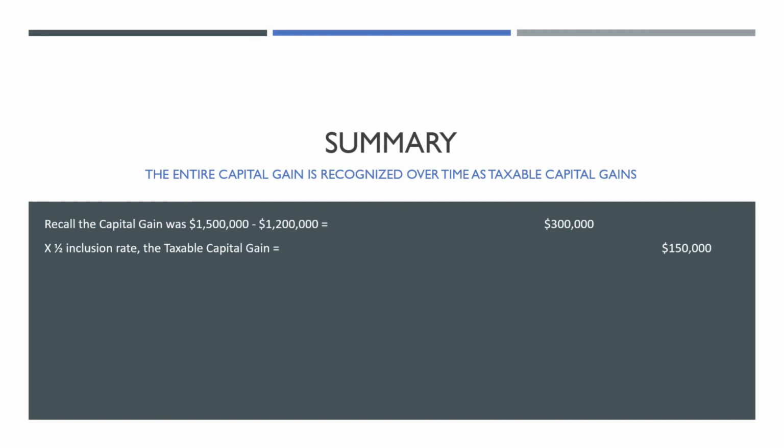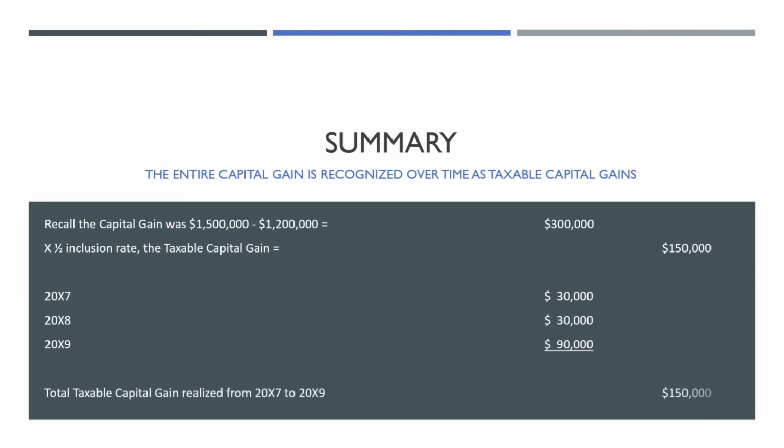Recall from the work we just did that in 20x7, we recognized a taxable capital gain of 30,000. In 20x8, we recognized a taxable capital gain of 30,000. And in 20x9, we recognized 90,000. For a total taxable capital gain realized over that period of time of 150,000. I realize that example was a bit repetitive, but I hope it got you used to the lesser of calculation that we look at when dealing with capital gains reserves, and helped you understand how in the following year you need to add back the prior year's reserve.